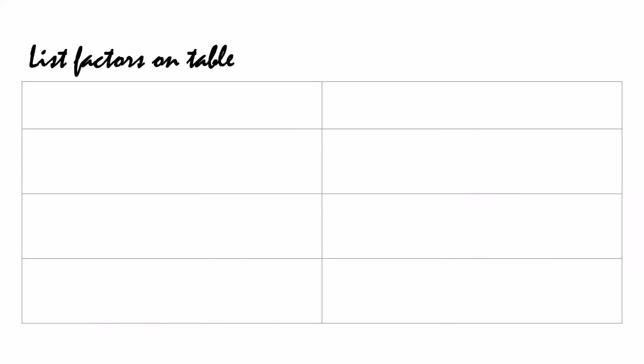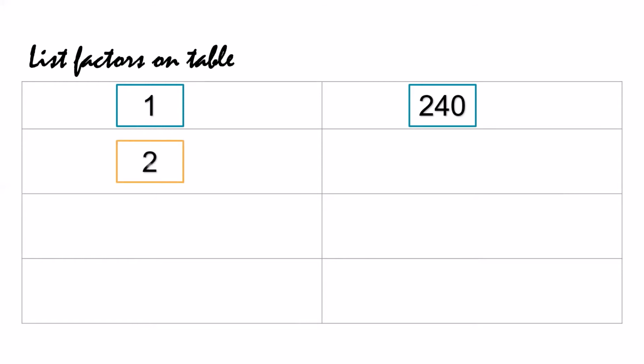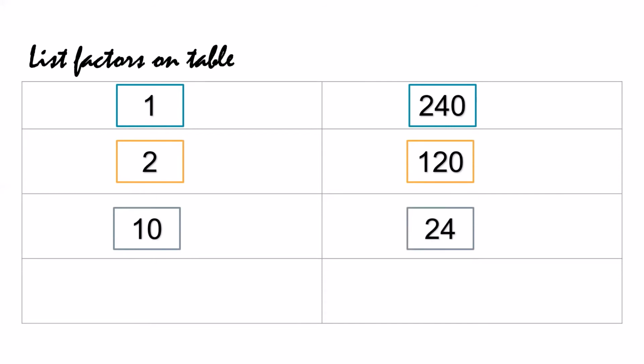Now let's focus on 240. Let's make a factor list on our table, okay? We're just going to list all of our factors in a table. We always said 1 times 240 will give us 240. 2 times 120 will give us 240. 10 times 24 will give us 240. And 12 times 20 will give us 240. Let's move on.